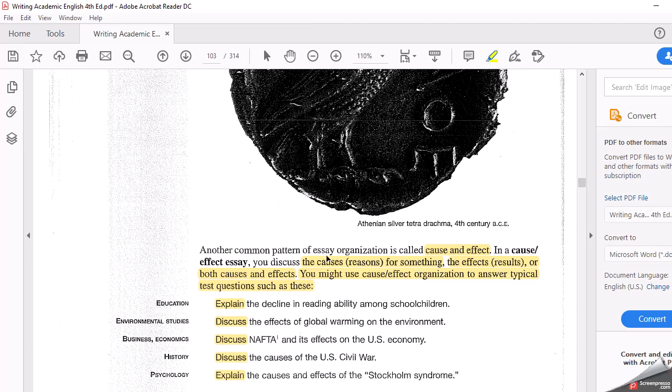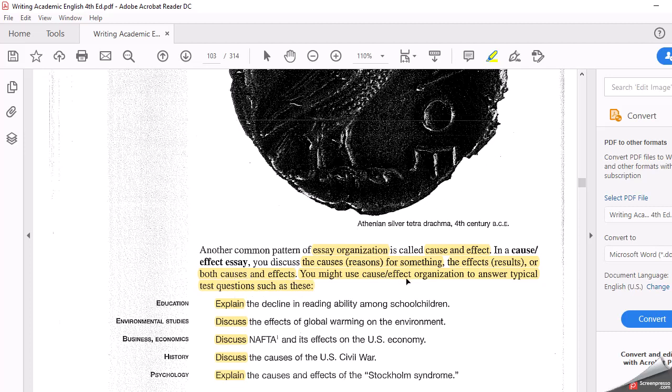Another common pattern of essay organization. When he says essay organization, he means essay type. So this is another type, which is called cause and effect. In cause and effect essays, you discuss the causes, which are the reasons, for something, and the effects, which are the results, or both of them. Sometimes you discuss only the causes, sometimes only the effects, and other times both causes and effects.